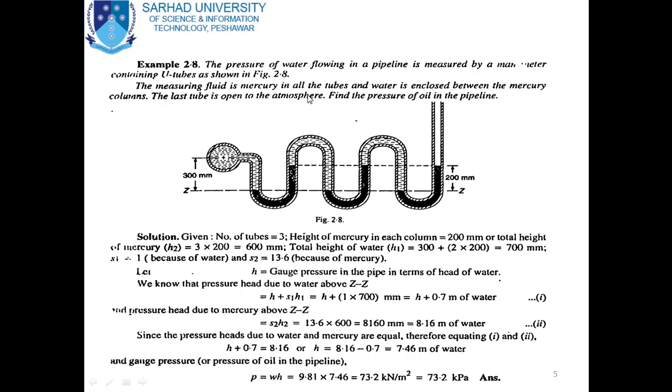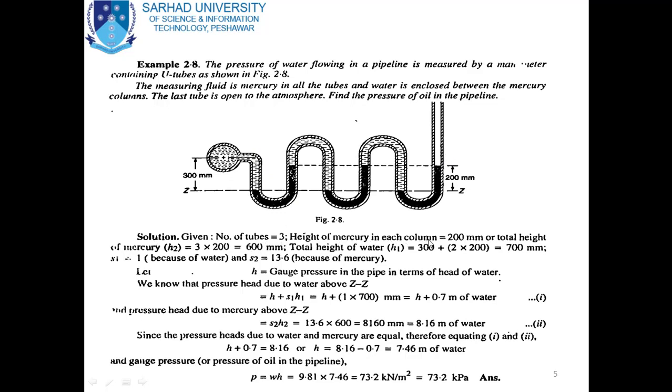A simple manometer having multiple U-tubes as shown in the figure is connected to the pipe, and we have to find the pressure in the pipe, and the measuring fluid is mercury, which is enclosed in the tubes. In the given data we have number of tubes equal to 3. Since you can see in the figure there are 3 tubes used, 1, 2 and 3. So number of tubes is equal to 3.